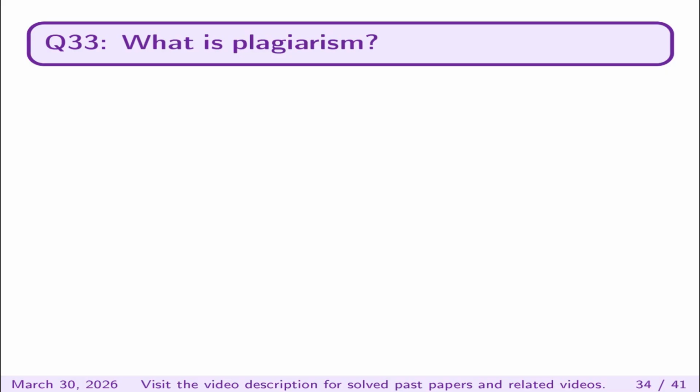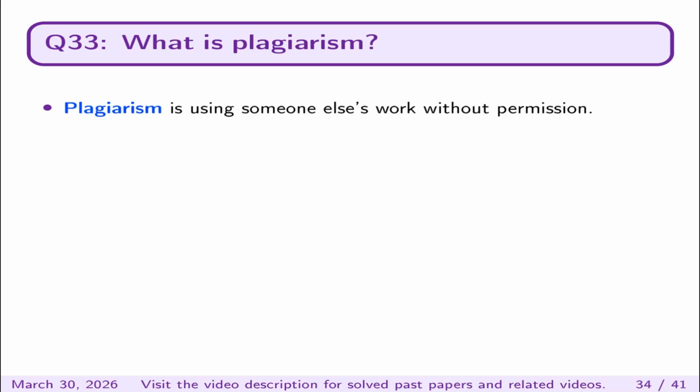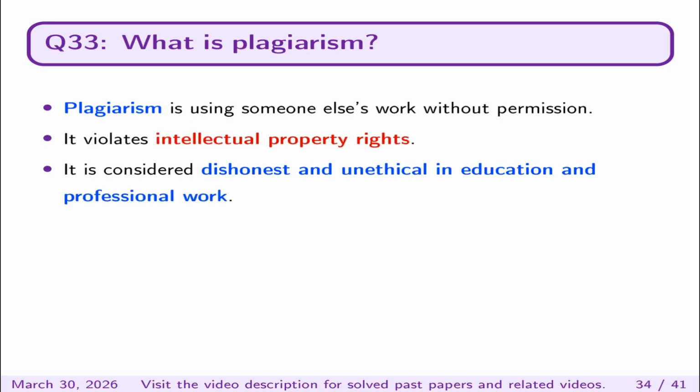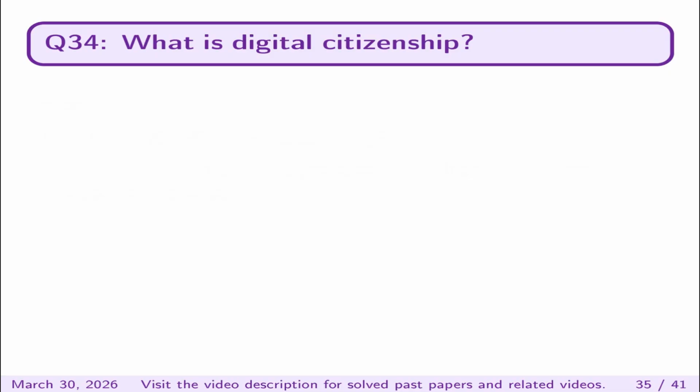What is plagiarism? Plagiarism is using someone else's work without permission. It violates intellectual property rights. It is considered dishonest and unethical in education and professional work.